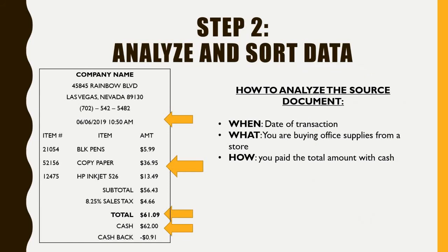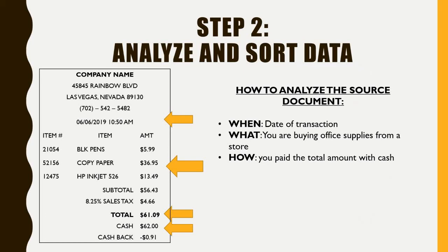So now we move on to step number 2, which is how to analyze and sort the information. Here I took an example, okay? Here's a receipt that I randomly created. This is what it would typically have. You would always have the company name, and the receipt is going to have the date. It's going to have the information of what items you purchased, and then of course, obviously the prices.